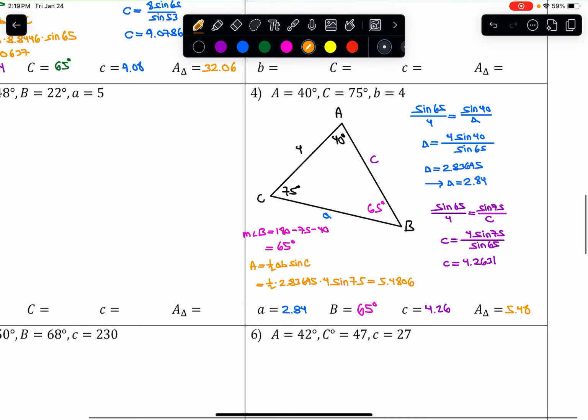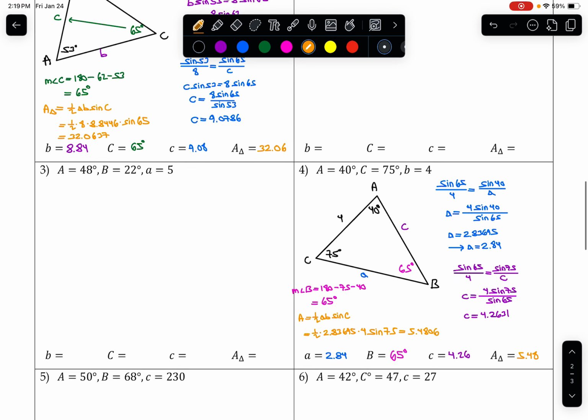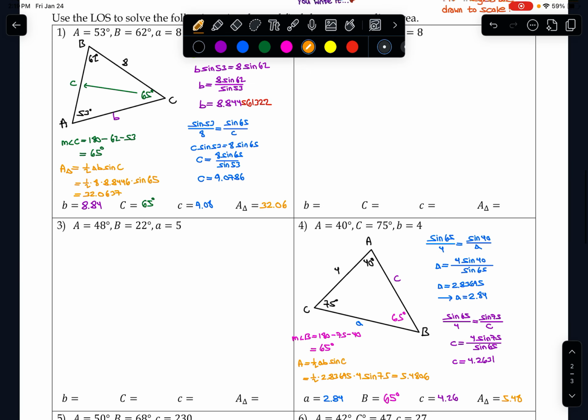So that's pretty much the rundown, the gist of it, but there's going to be a lot more to come later on. I didn't do any applications on here. We're going to save those for later on, but just for general law of sines, this is pretty much all you need to know.